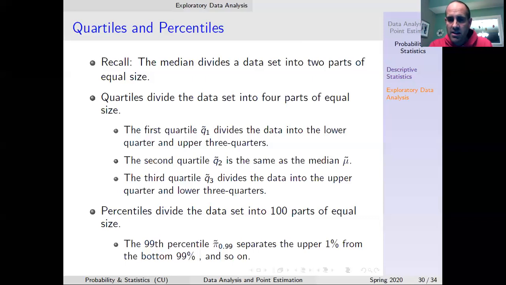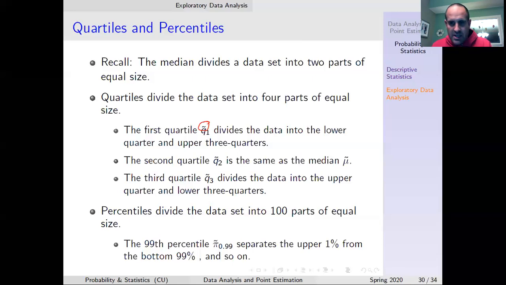25% of the data is to the left of Q1 tilde, right? You have these little tildes on here, okay? Of course, Q2 tilde is the same as the median, mu tilde. Q3, you have 75% of the data below it, okay? And that's it.